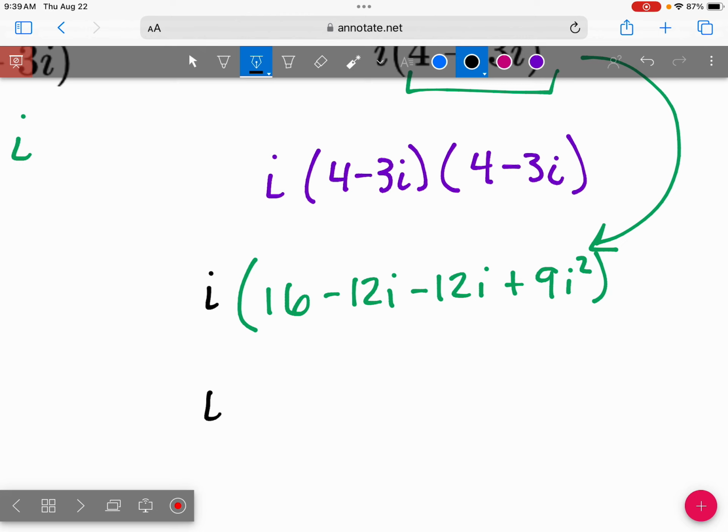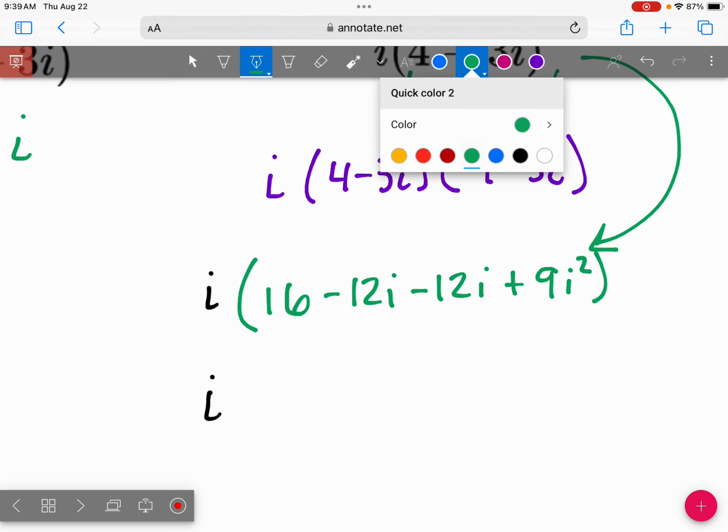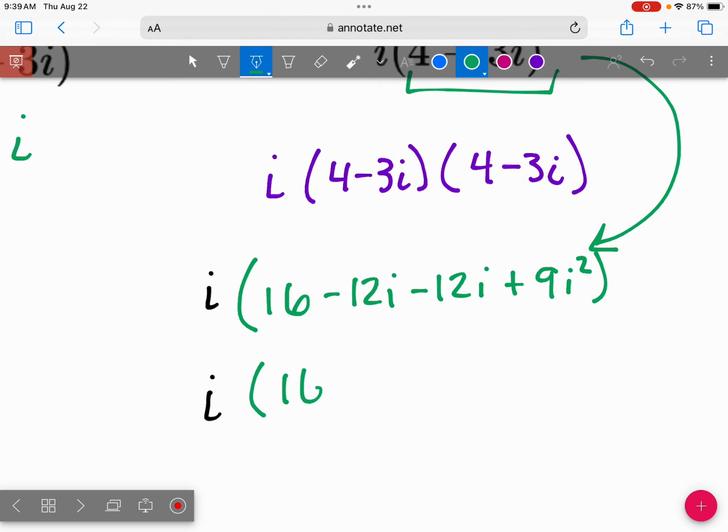Which gives me i times 16 minus 24i plus 9i squared. So I took the square route. If you want to do the multiplying route, you can do it in whatever order we need to. So I took this chunk and squared it and got this bit, which is this bit.